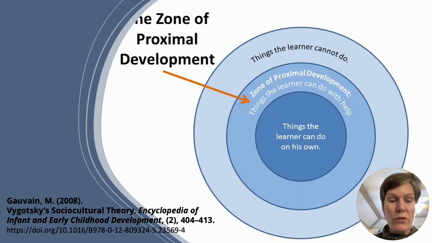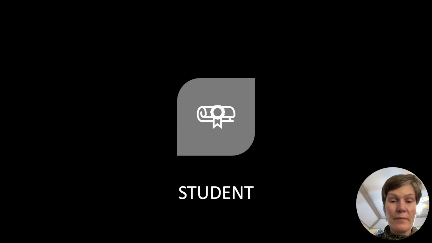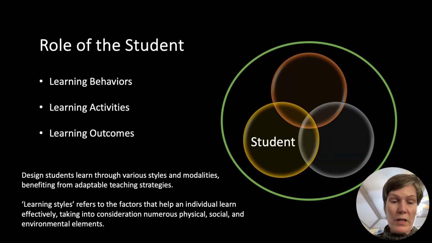Proximal learning, which was introduced by Vygotsky in his sociocultural theory, is the concept of the liminal space between the things that the learner can do on their own versus the things the learner cannot do at all. So that space where they are learning and experimenting and trying new things is what is called the zone of proximal development.